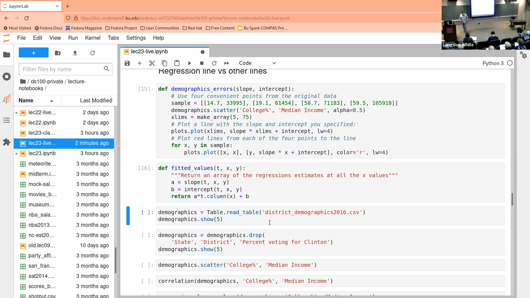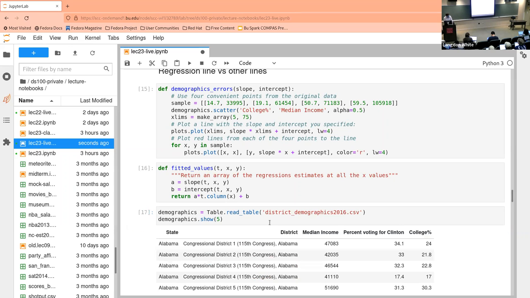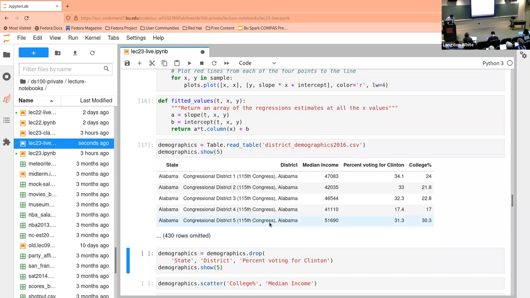And then we're going to read this demographics data, which I don't know if we've talked about this before or not, but it's just demographics. So it's got by state and then a congressional district. We've talked about districts before. It's basically the smallest unit of government in the U.S., okay?